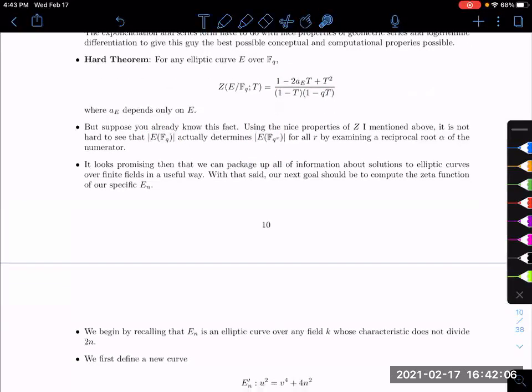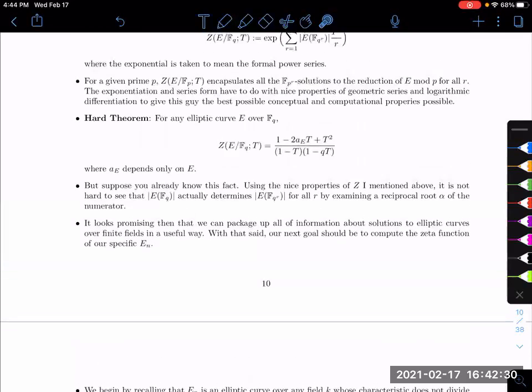So what is this telling us? Based on the very nice form that the zeta function has and this property here, it looks promising that we should be able to package up all the information about all the solutions to all elliptic curves over the rationals, reducing them mod p for any p and looking at any power, in some nice way. So with the newfound hope that we have, maybe we should actually take a look and figure out what the zeta function is for our specific congruent number elliptic curves.